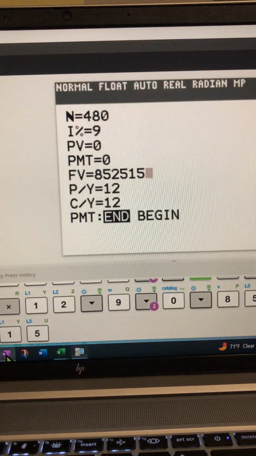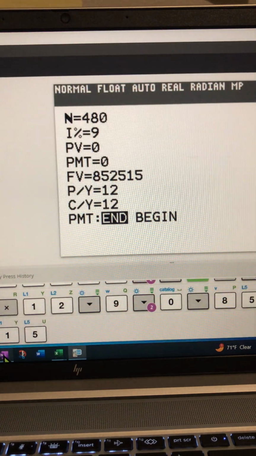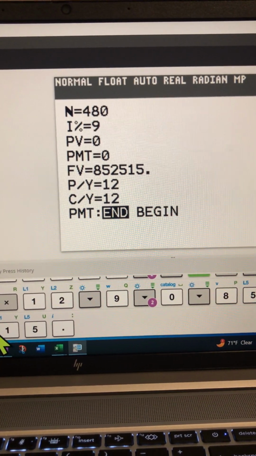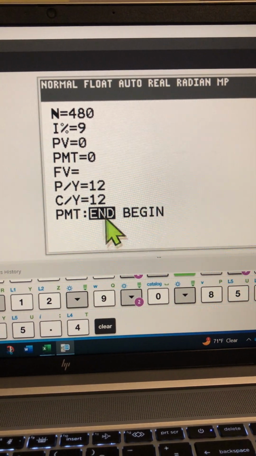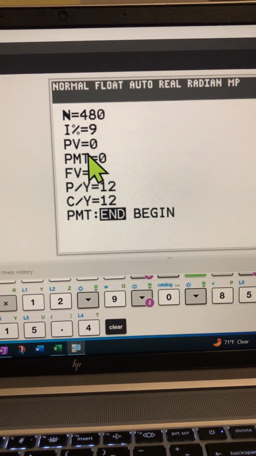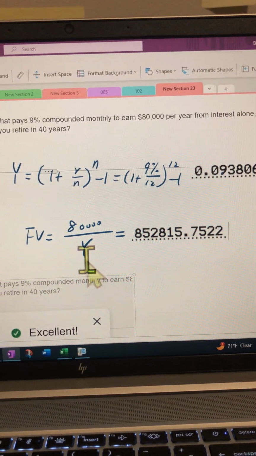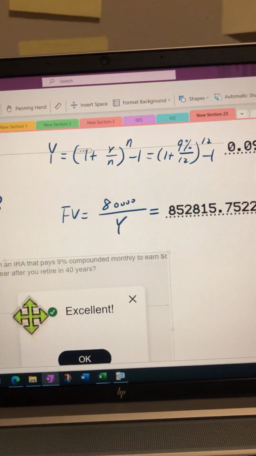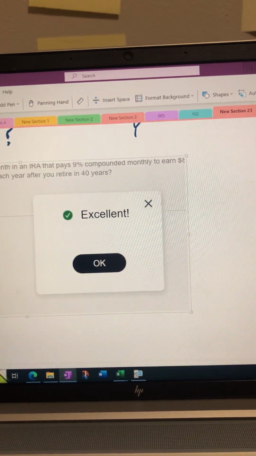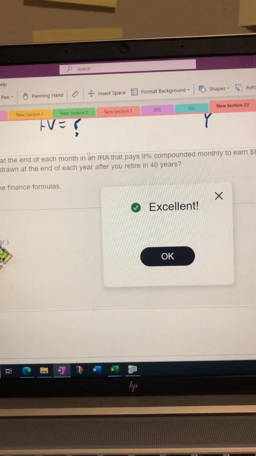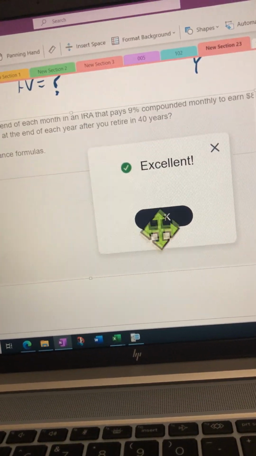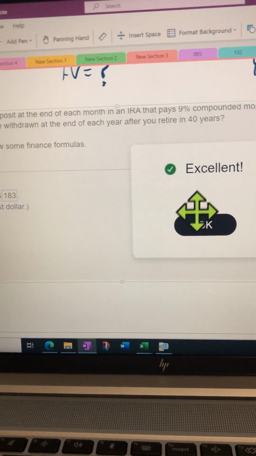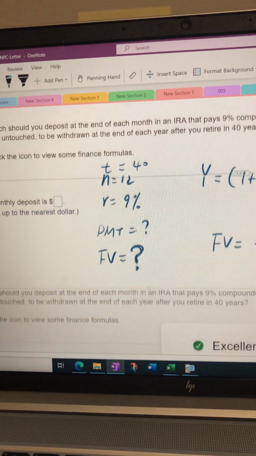So you enter that number and then you go back to the payment, and you can try this on your own. You would have the monthly payment here. And I enter it into your Pearson, $183, and that is the correct answer. I'll let you practice more times in your Pearson to figure this question out. If you have any questions, feel free to ask me.